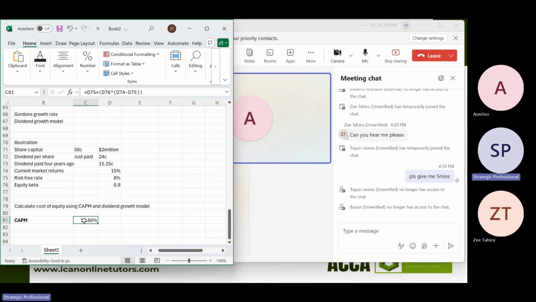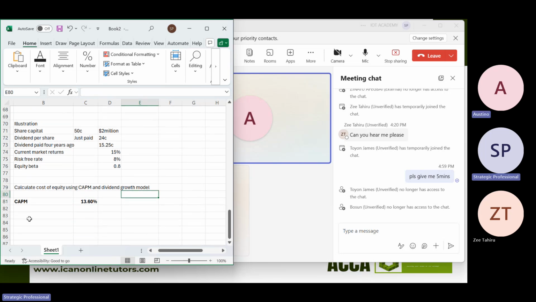So that is that for capping, right? So Z, I know you've seen where you made the error. So this is the capping. Now let's move to the dividend valuation method approach, DVM. So using the dividend valuation method, right?